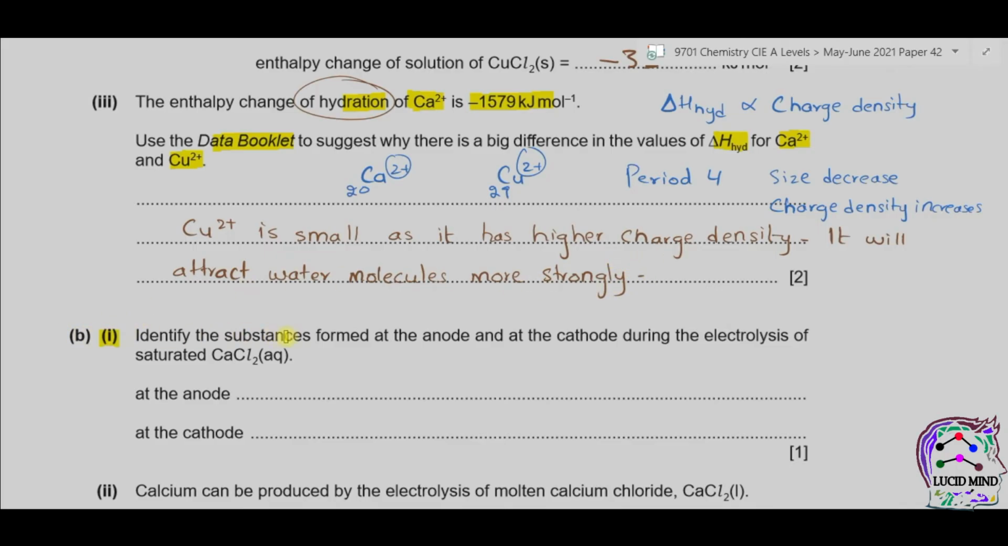B part 1, identify the substances that are formed at the anode and the cathode during electrolysis of saturated calcium chloride aqueous. We can see in calcium chloride aqueous we have Ca2 positive, we have Cl negative, we also have H positive, and as water is present, OH negative is also present. Now the cations move towards the cathode. H plus discharges more easily as compared to calcium 2 positive. So at the cathode H plus gains electrons to form hydrogen gas. So at the cathode hydrogen is formed.